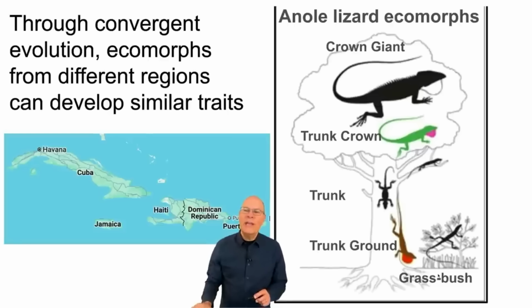But what's really cool is that through convergent evolution, ecomorphs from different regions, different islands in this case, can develop similar traits. So you have crown giant lizards that can be found on Cuba, Jamaica, the island of Hispaniola, and Puerto Rico, but they're not closely related to one another. They evolve these traits independently through convergent evolution. And that's true of the trunk crown lizards, the ones that live on the trunk, the ground, and the grass bush. And this relates to a really cool case study from the Howard Hughes Medical Institute that most AP Biology students experience, and now you'll understand it better.